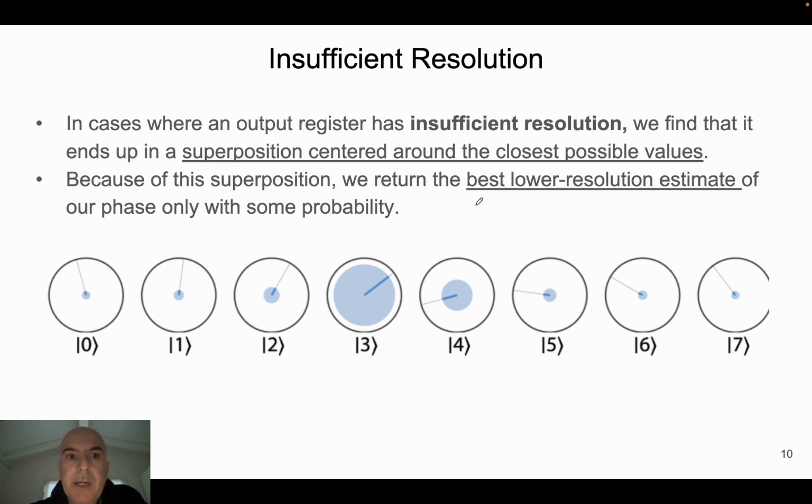Well, in cases where an output register has insufficient resolution, we find that it ends up in a superposition centered around the closest possible value. So this case will be around here. You see that circular notation, how it will look in the case of our 3-qubit system. So because of this superposition, we return the best lower resolution estimate of our phase only with some probability.